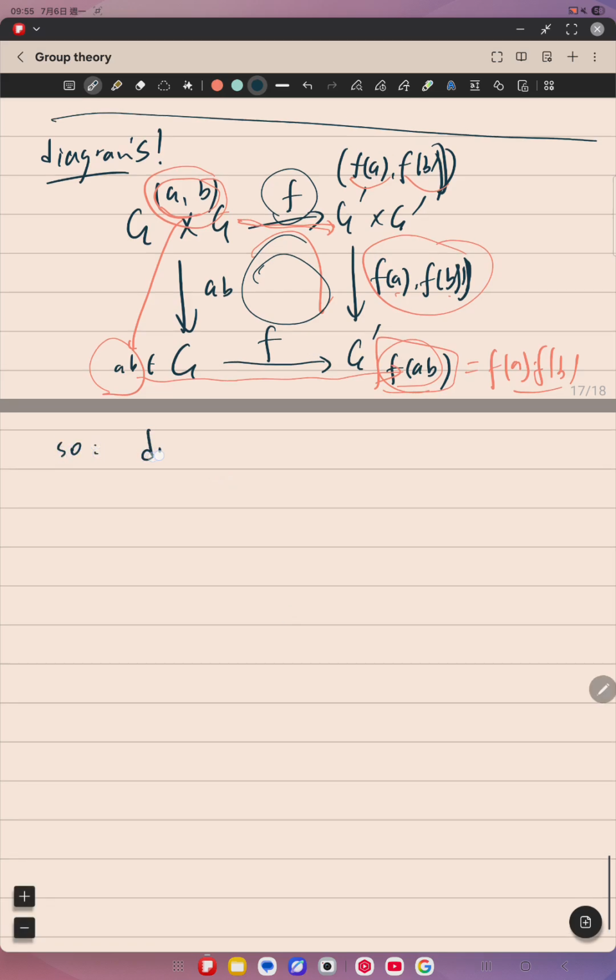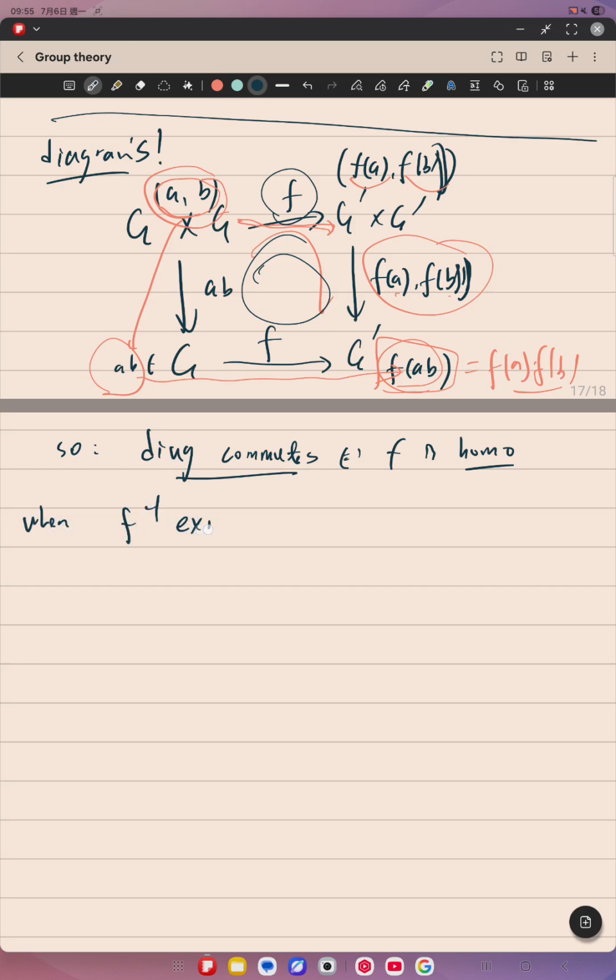This is basically another, more fancy definition of homomorphism: the diagram commutes if f is a group homomorphism. So you can view this as another definition. And when f inverse exists, and f inverse is also a group homomorphism, we say f is an isomorphism, a group isomorphism.